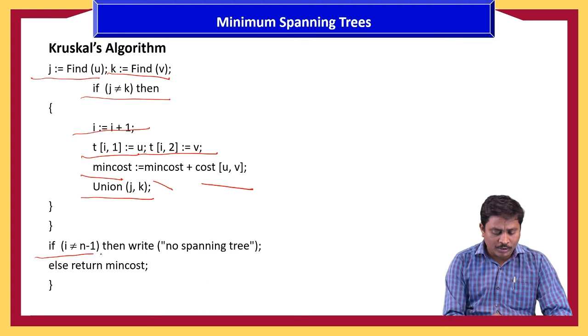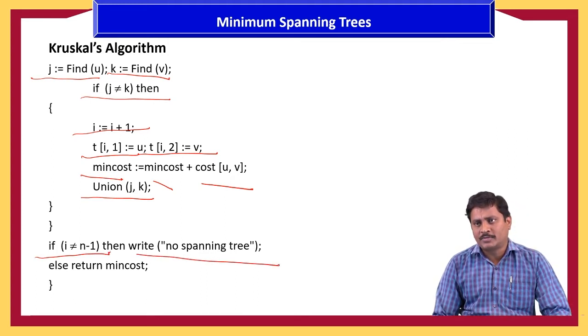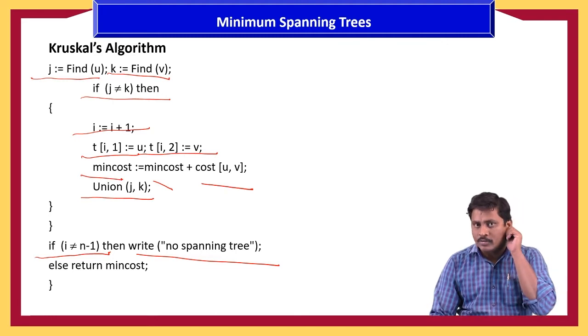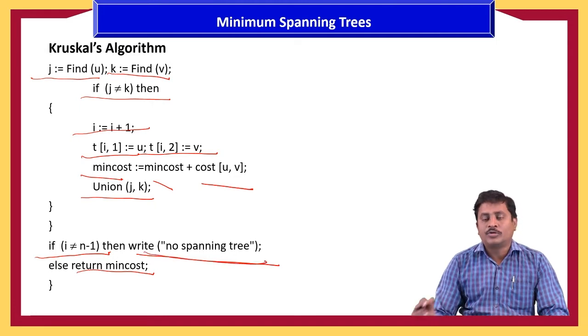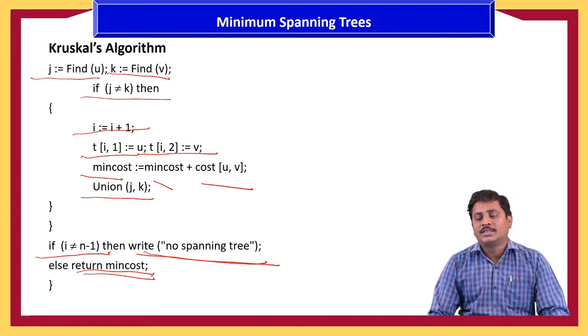If i is not equal to n minus 1, then write no minimum spanning tree. If i is not equal to n minus 1, it means all n minus 1 edges did not appear in the spanning tree, so there is no spanning tree. Otherwise, we return the spanning tree with the minimum cost value.